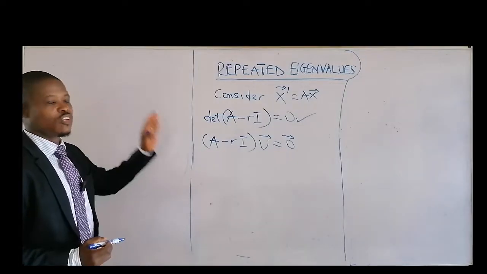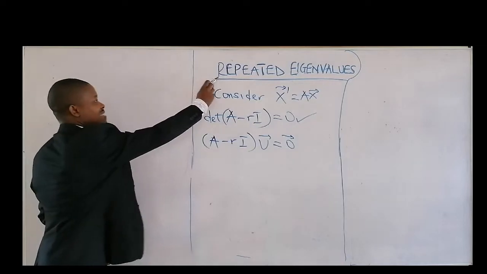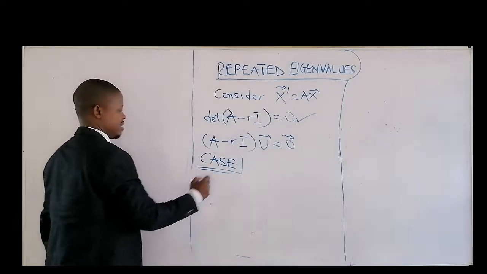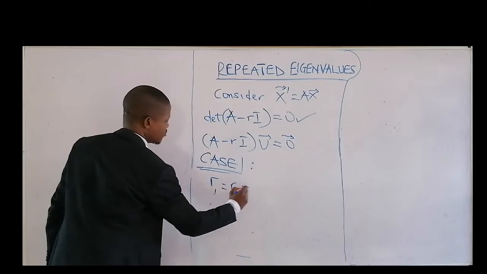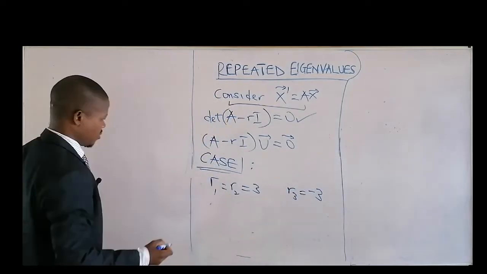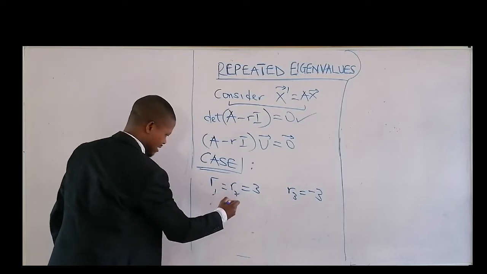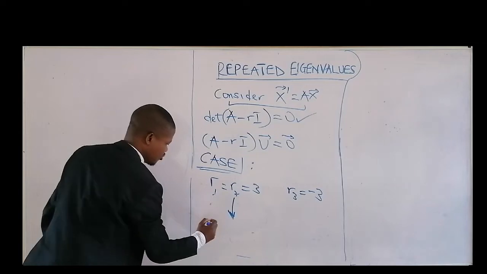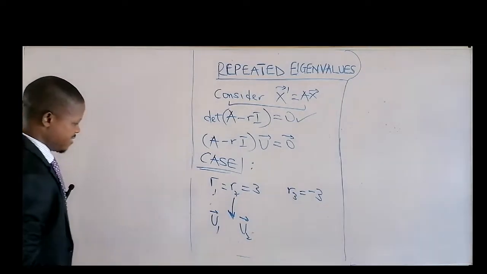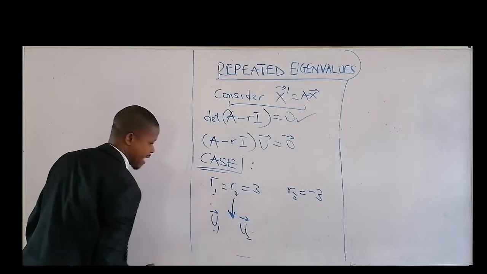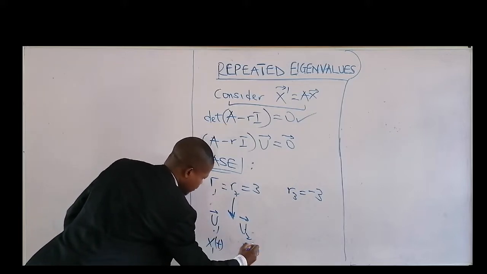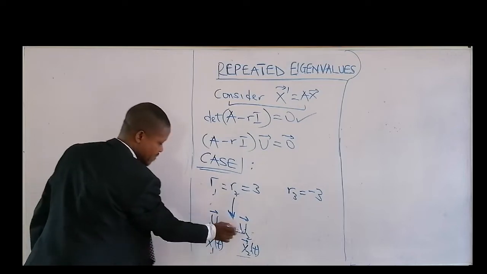So we want to look at three major cases that can happen with repeated eigenvalues. Case one is the case of r1 equals r2 equals 3, and then the third one is minus this. This eigenvalue generated two eigenvectors, the first one and then the second one. Then the solutions for the respective eigenvectors will be this as a function of t, and this one also as a function of t.